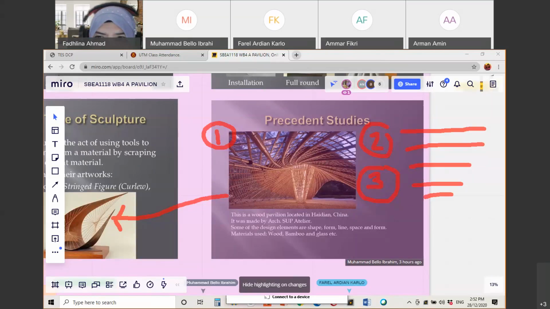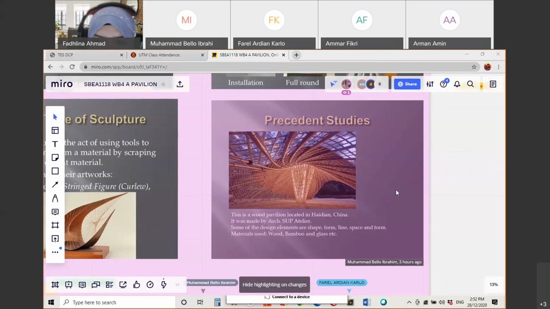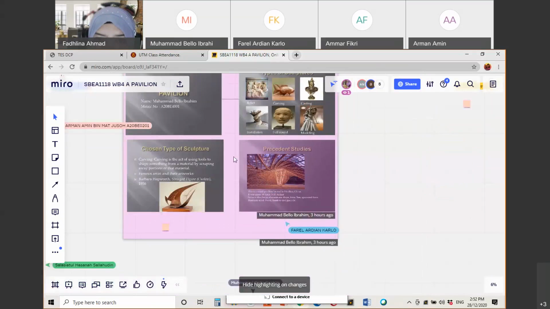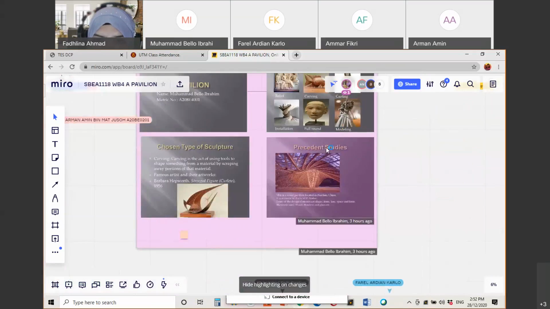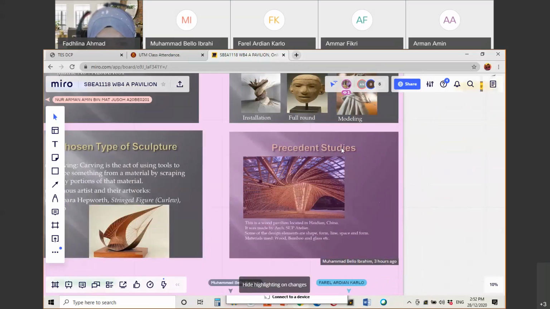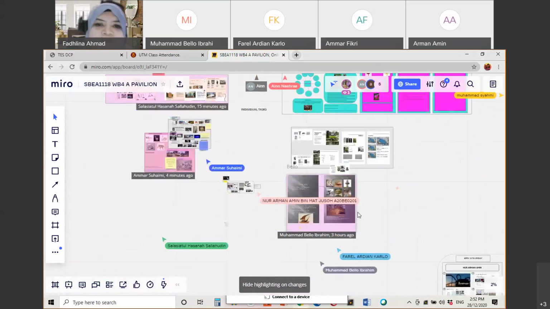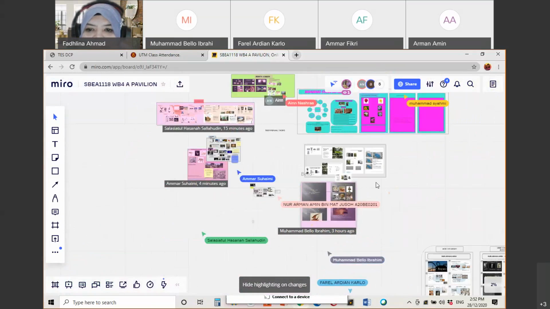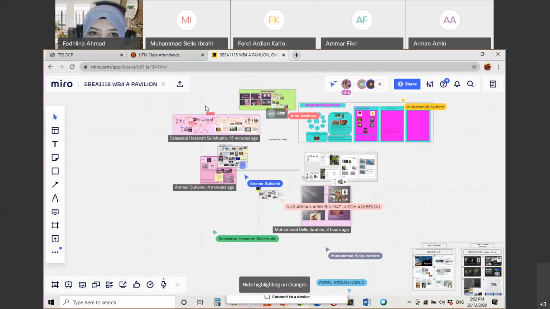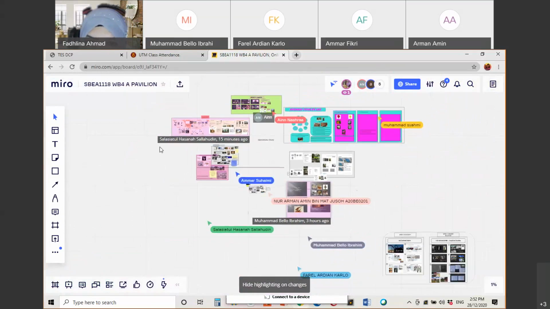Okay, Bello, you need to add on the personal studies. I will follow up with you after this. Okay, guys, for other students, you need to present the selected sculptures that you will put in your pavilion later. Who wants to start?